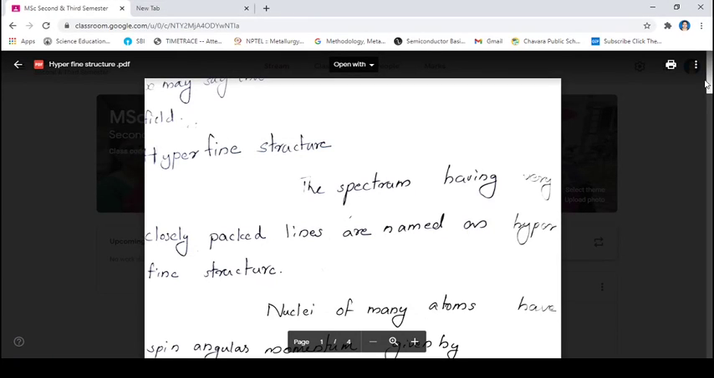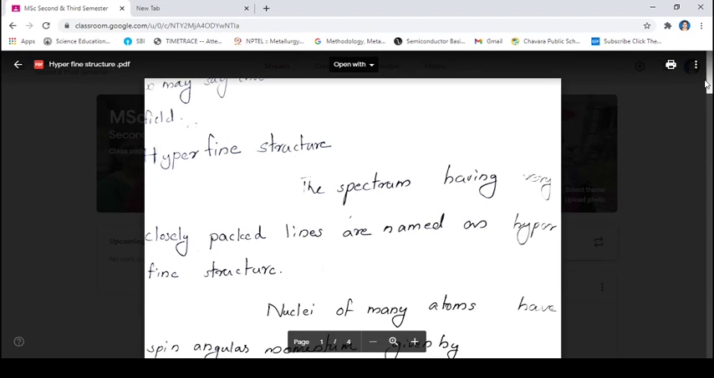To distinguish between fine structure and hyperfine structure: fine structure is mainly due to the interaction between the electron's spin and orbital motion, and hyperfine structure comes from the interaction between the electron's total angular momentum and the angular momentum of the nucleus, which is mainly due to spin. There is no distinction between spin and orbital in the case of the nucleus.